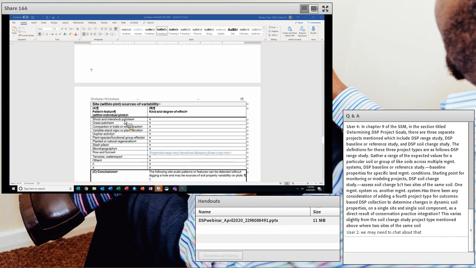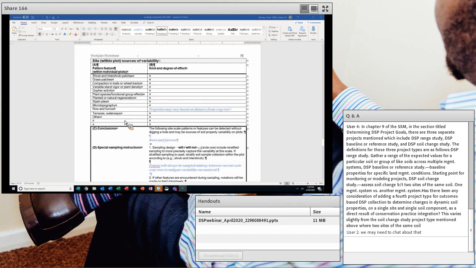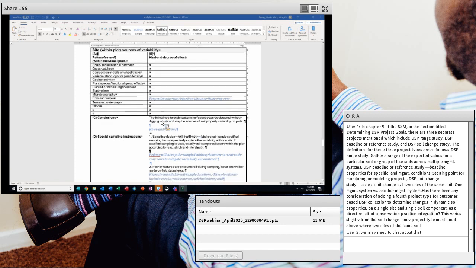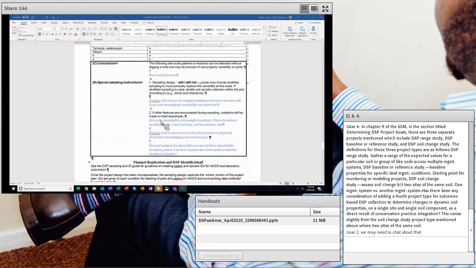Okay. For our site, we described the site. We were row and furrow. We've tried to list some. Again, I'm sure we'll have edits here as we work on this worksheet, but we've tried to capture a lot.